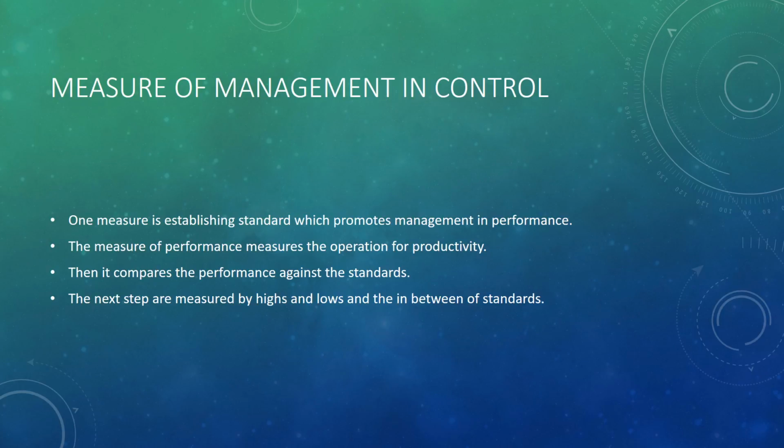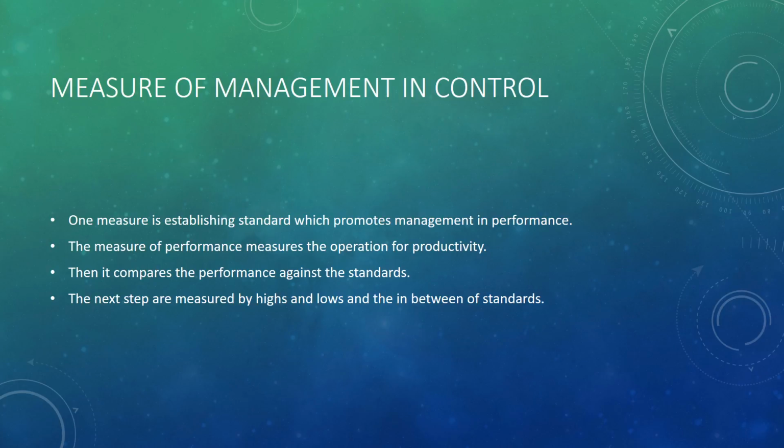Control also measures in management. One measure is establishing standards which promote management and performance. This gives the upper level management a chance to show their managers and employees what performance they are doing and what they need to restructure. Measuring performance and operations for productivity is another measure that management would use in control. Then it compares the performance against those standards.